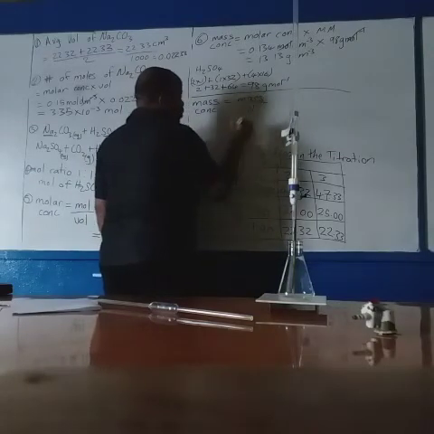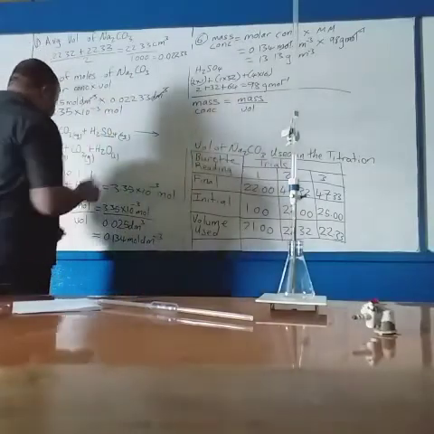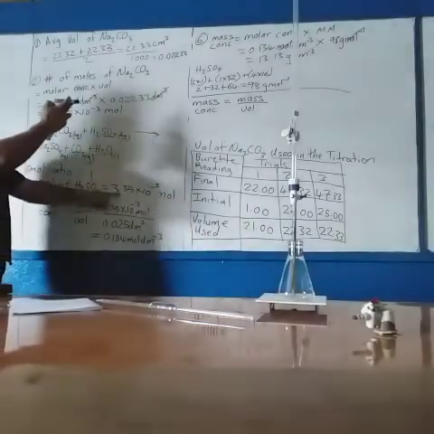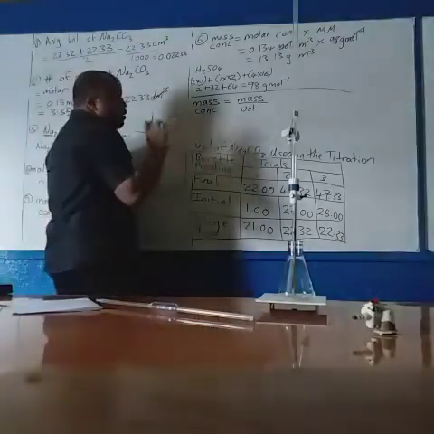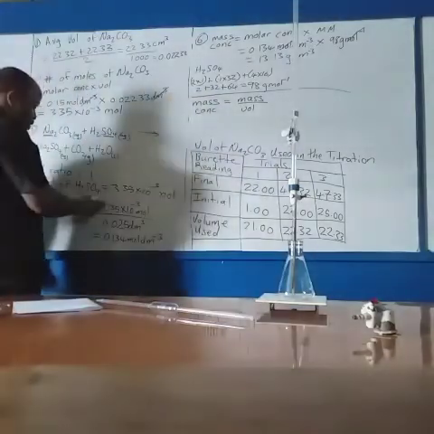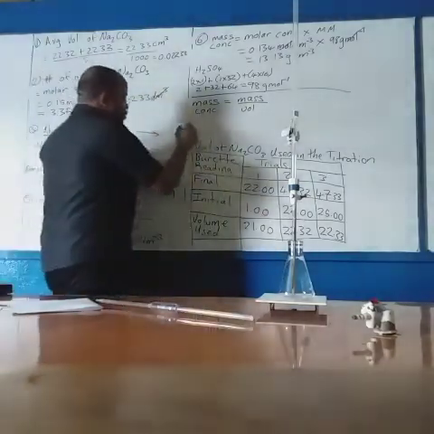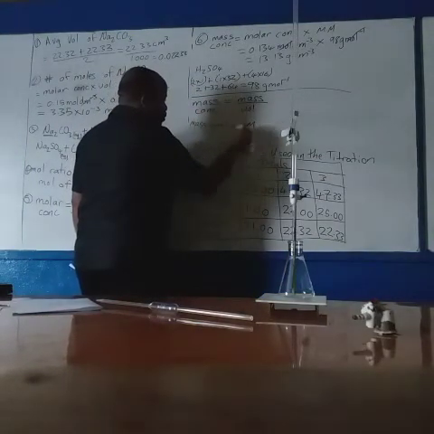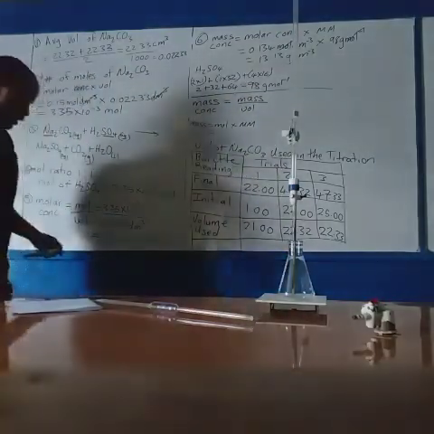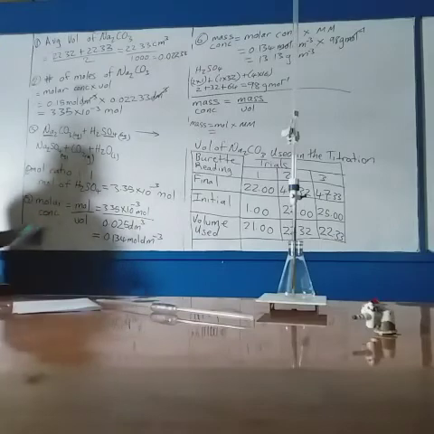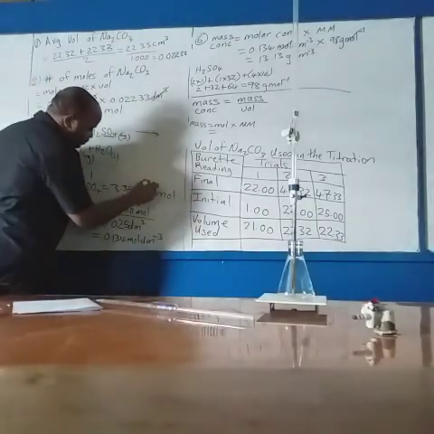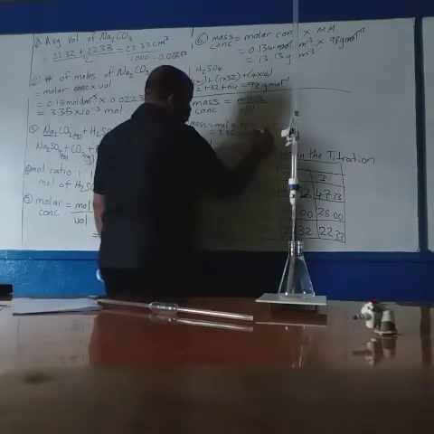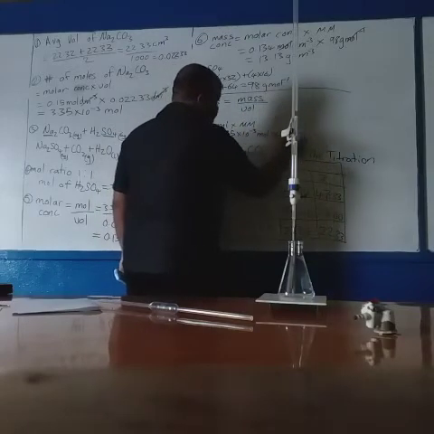But from the first part of volumetric analysis, I told you that mass concentration is mass over volume. Right? So if you want to use this one, you are going to have to convert the mole of sulfuric acid to mass. Remember, we don't have the mass of sulfuric acid, only the mole of sulfuric acid. So mass is equal to mole times molar mass, and the mole of sulfuric acid is 3.35 times 10 to the minus 3. And the molar mass is 98 grams per mole.